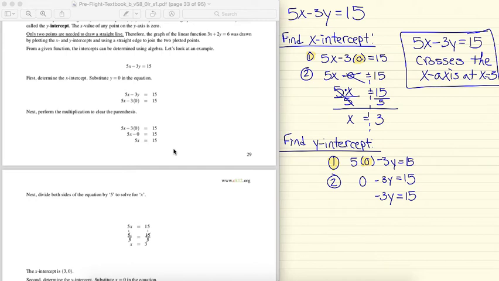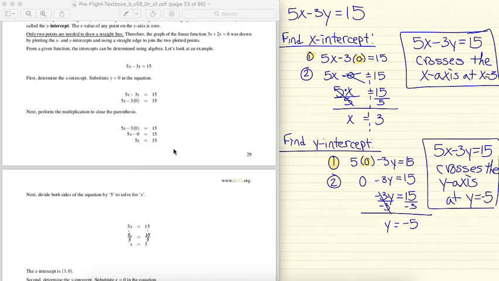Now we're also going to be using inverse operations. This negative 3 is being multiplied by the y, so I need to divide the left and right side of the equal sign by negative 3. And that gives me y equals negative 5, which means this equation, 5x minus 3y equals 15, crosses the y-axis at y equals -5. Or in other words, our y-intercept is -5.